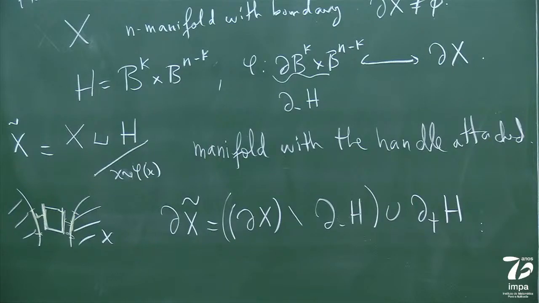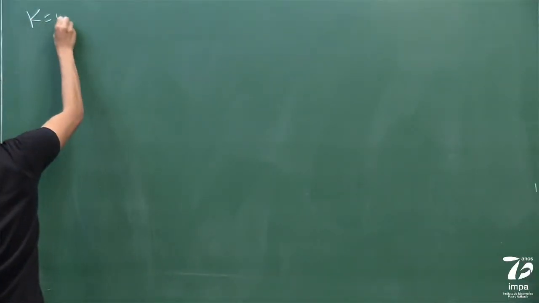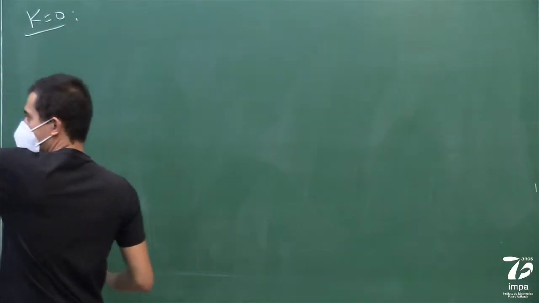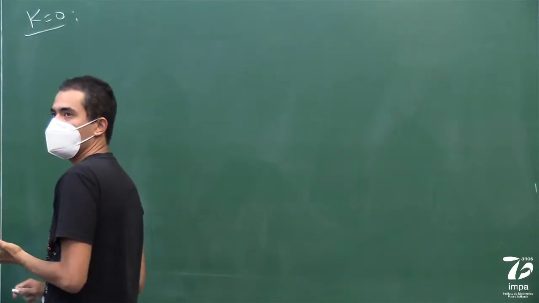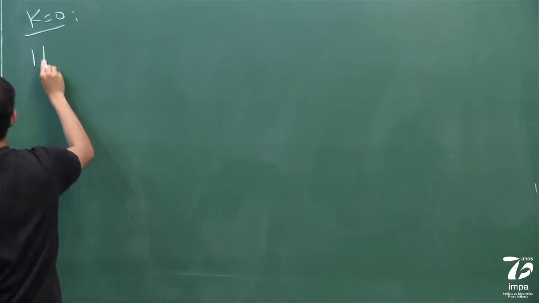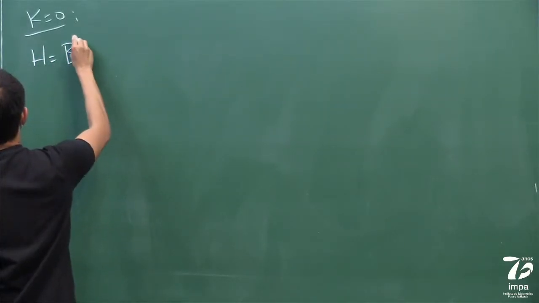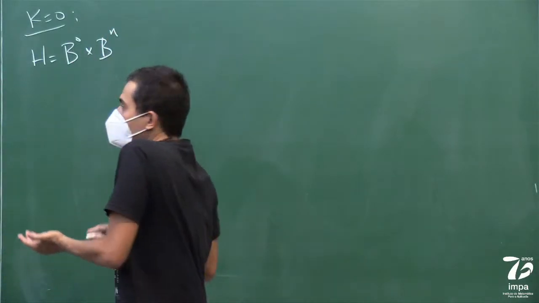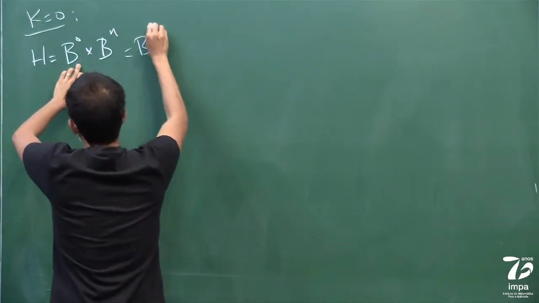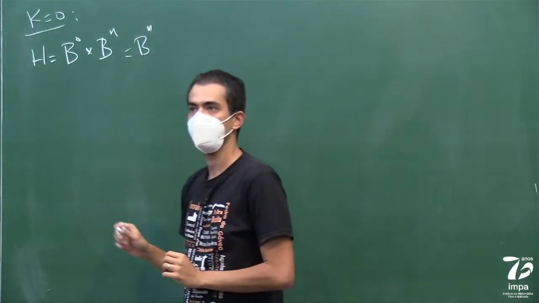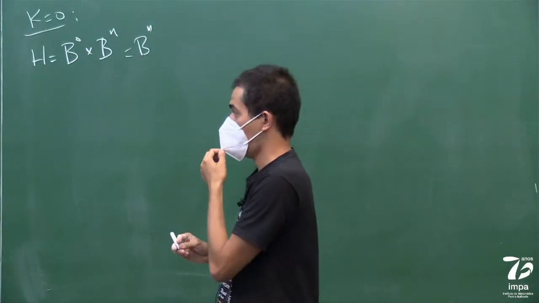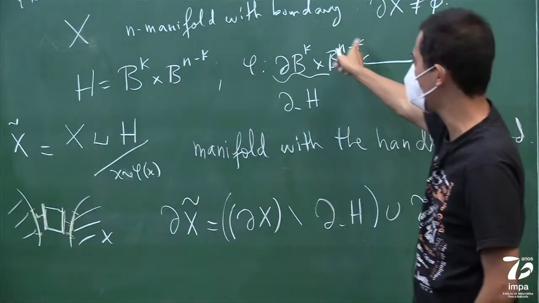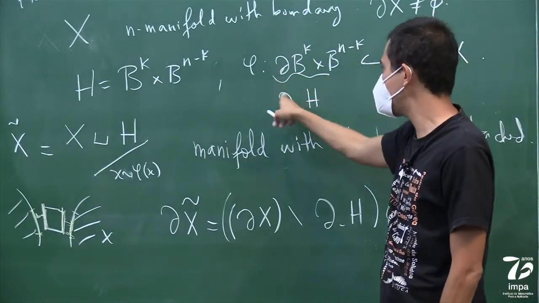But remember, I actually considered those cases separately last time. So in the case k equals 0, if you try to interpret this, what is this saying? Well, my handle will be b0 times bn, which is really just bn, because b0 is just a point. It's obviously just bn. And what am I attaching it along?